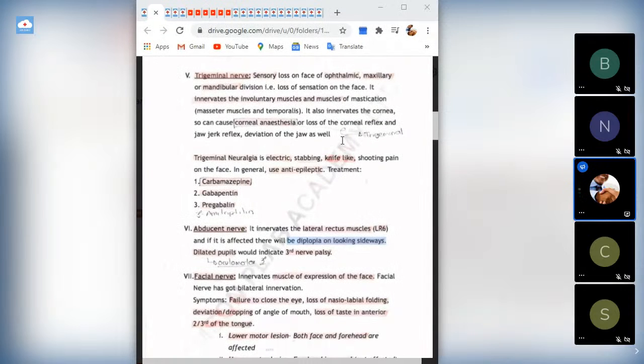Now there's this condition known as trigeminal neuralgia. Okay, that's like inflammation of the trigeminal nerve. So it will now give this sensation of electric, stabbing, knife-like shooting pain on the face.